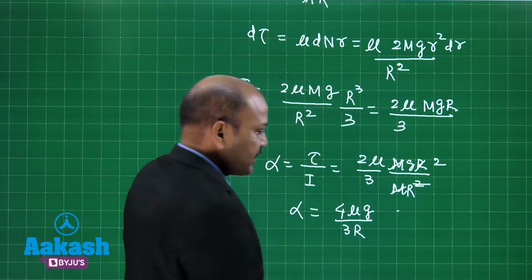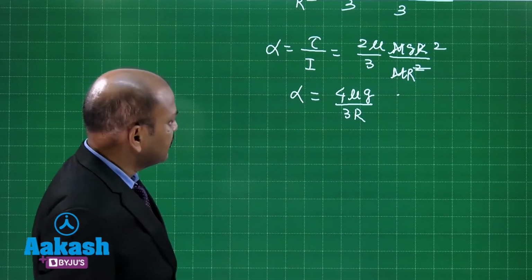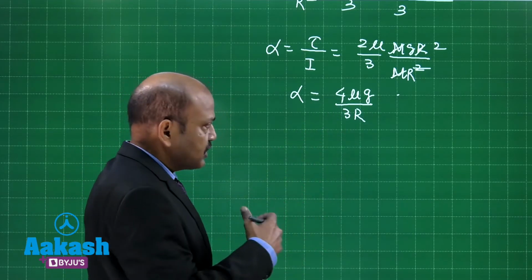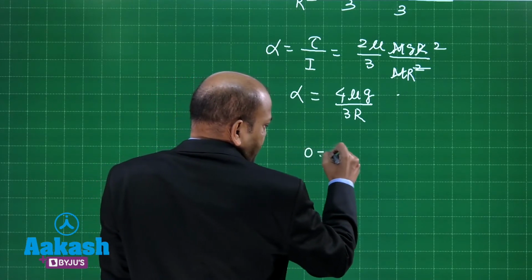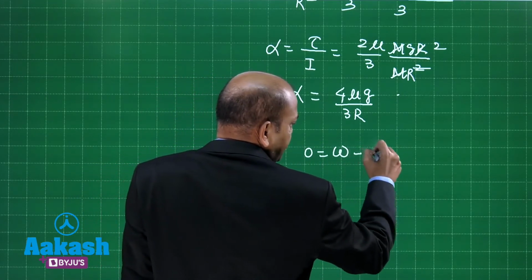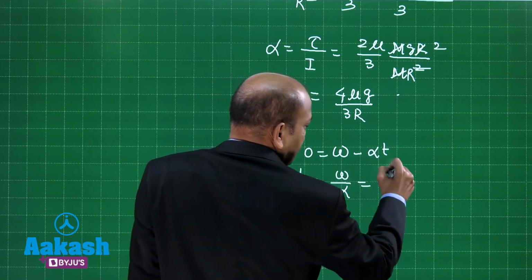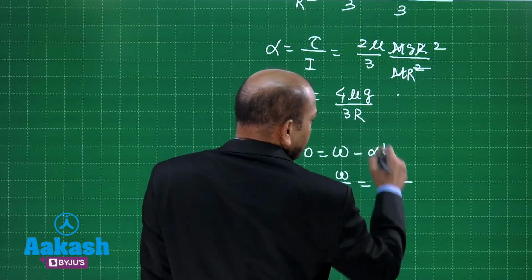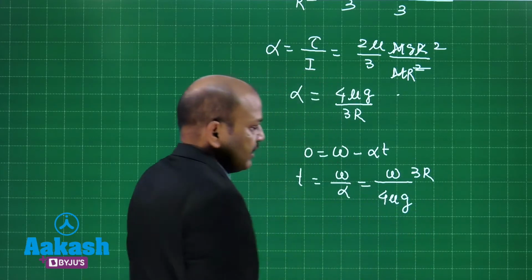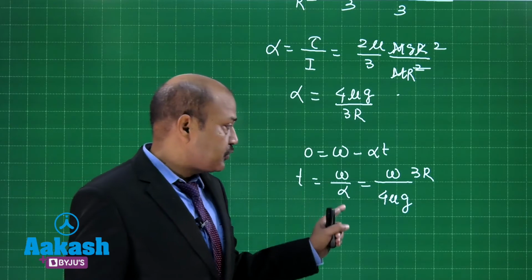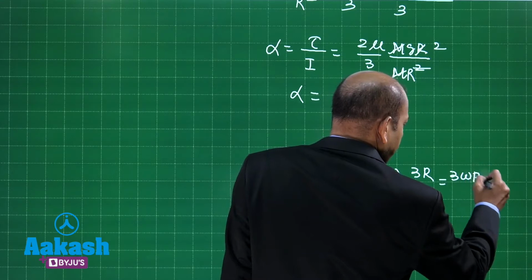Now, it is very easy, because for the time taken, we can apply kinematics of circular motion. Alpha is going to remain constant with time as long as it is there. So, 0 is equal to initial angular velocity minus alpha into t. That gives us the time t is equal to omega divided by alpha. That means it is omega divided by 4 mu g, and then here we have 3R, and remember the value of mu is given as 0.25. So, ultimately we are getting time as 3 omega R by g.